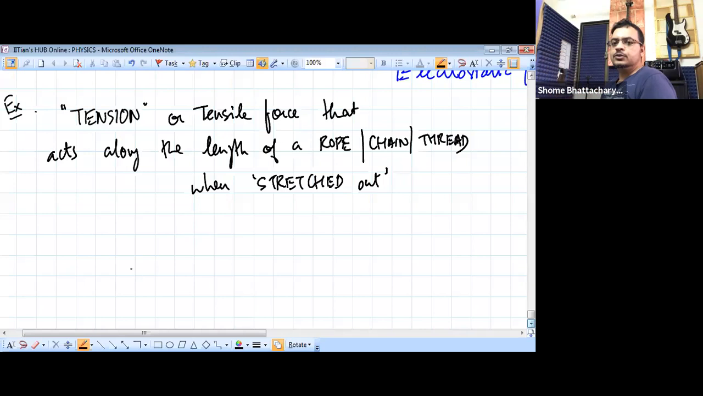So now coming back to tension. Okay, so for example, you have a chain. Now you have a chain like this. Now one side of it is attached to a wall.